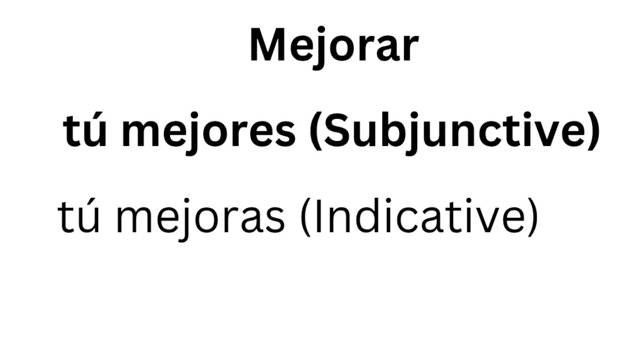For example, using the verb mejorar, to improve, in the present indicative tense in the tú form, it's mejoras. However, you'll notice in the present subjunctive tense, it's mejores. So we simply change the A with regular AR verbs over into an E instead.